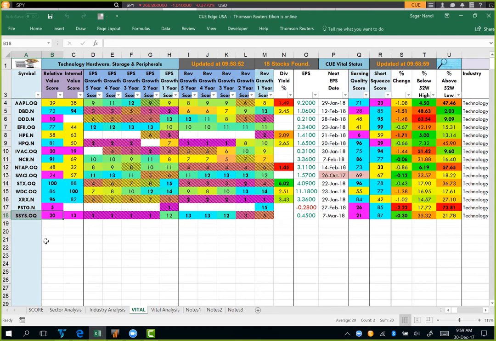So this is what we understand as 360 degrees analysis, 360 degrees trades, where we have industry's weakness, fundamental weakness and technical weakness, all favoring the trade. So from every angle, these were good short trades and all of them turned out to be pretty profitable.